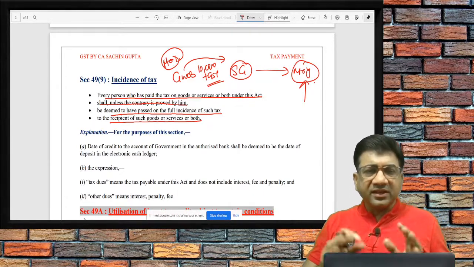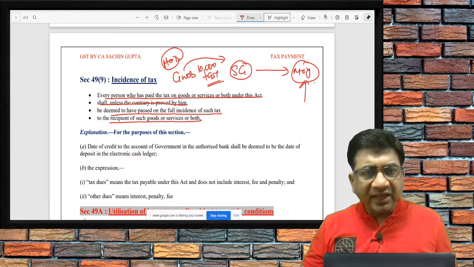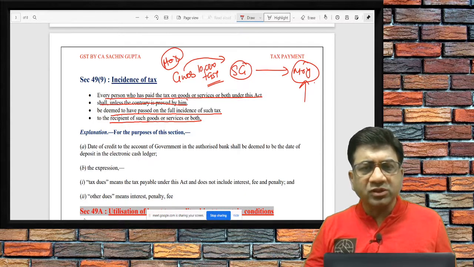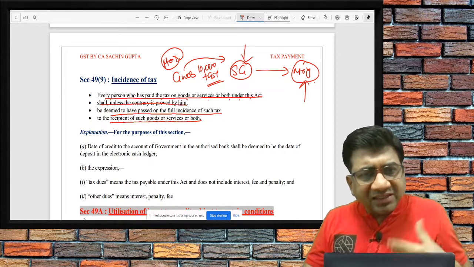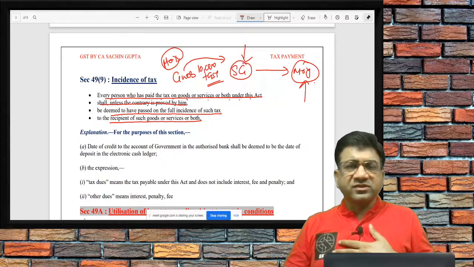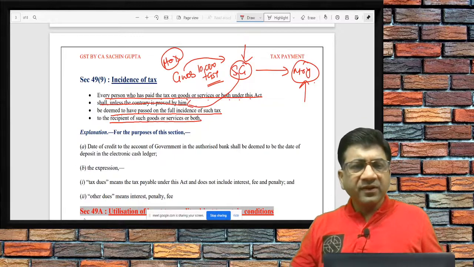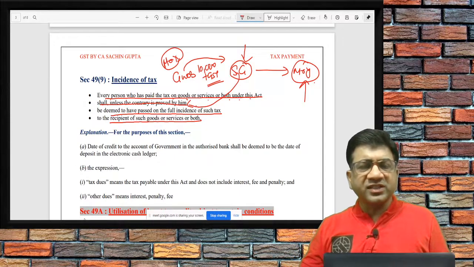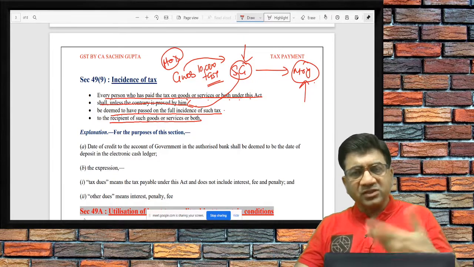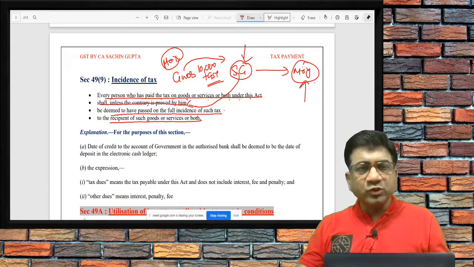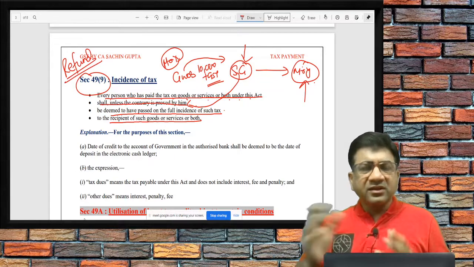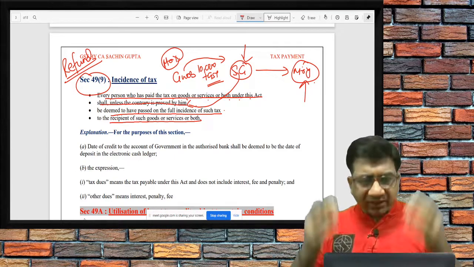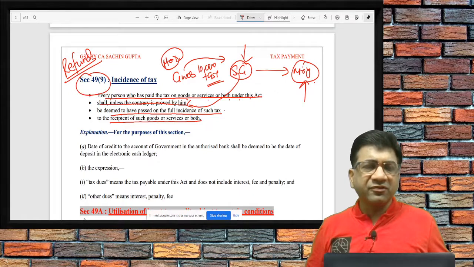So generally, what does it say? Every person who has paid the tax on goods or services or both under this act, in this case SG has paid, shall, unless SG proves the contrary, be deemed to have passed on the full incidence of such tax. We assume that you have passed on the liability to Mr. Y. This is used for the purpose of refund. When refunds are claimed, I have to show I didn't transfer the burden to another person; the burden is on my head to show, please give me the refund.